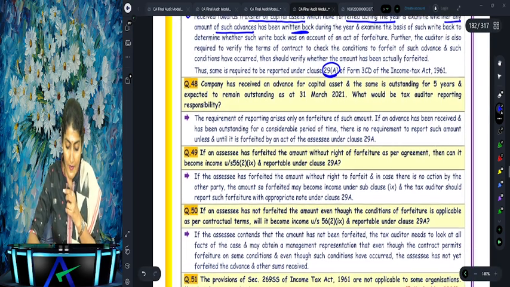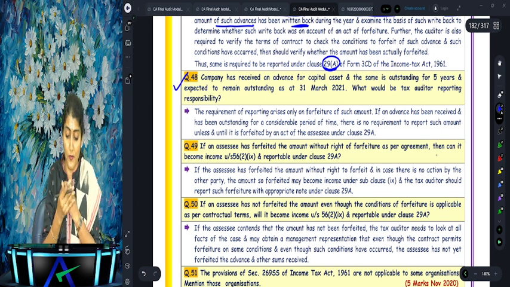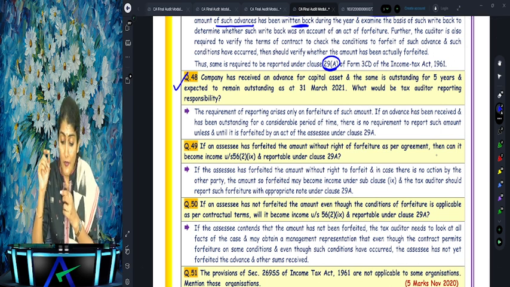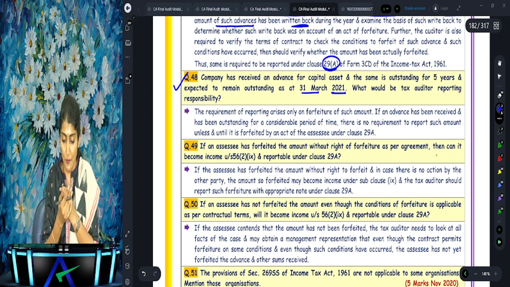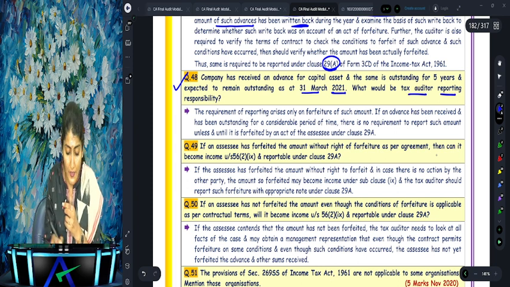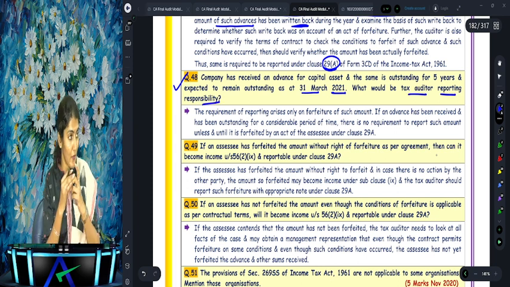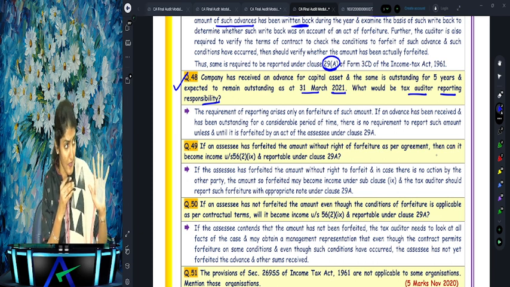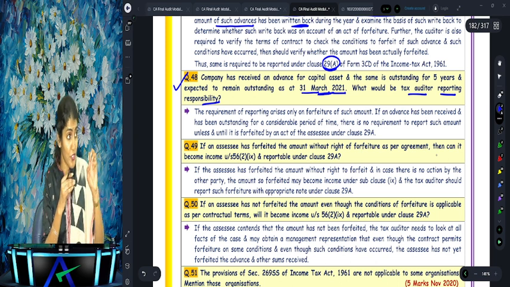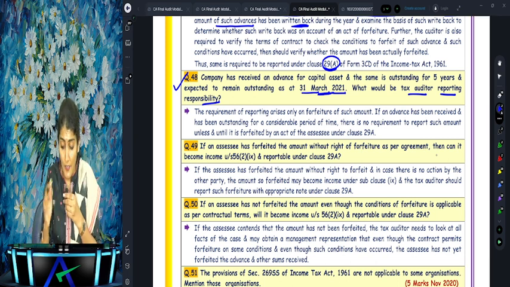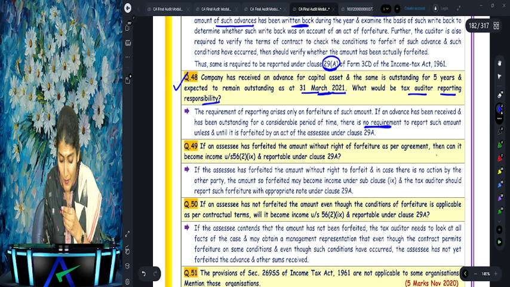Okay, right. Then now these small questions over there. Company has received an advance for a capital asset and the same is outstanding for 5 years and expected to remain outstanding as on 31st of March. What would be the tax auditor's reporting responsibility? So have you received an advance? Yes. But is it outstanding? Yes. Is it outstanding as at 31st of March? Yes. So have you done the forfeiture of the same? No. So is there any reporting requirement? No. No requirement to report.